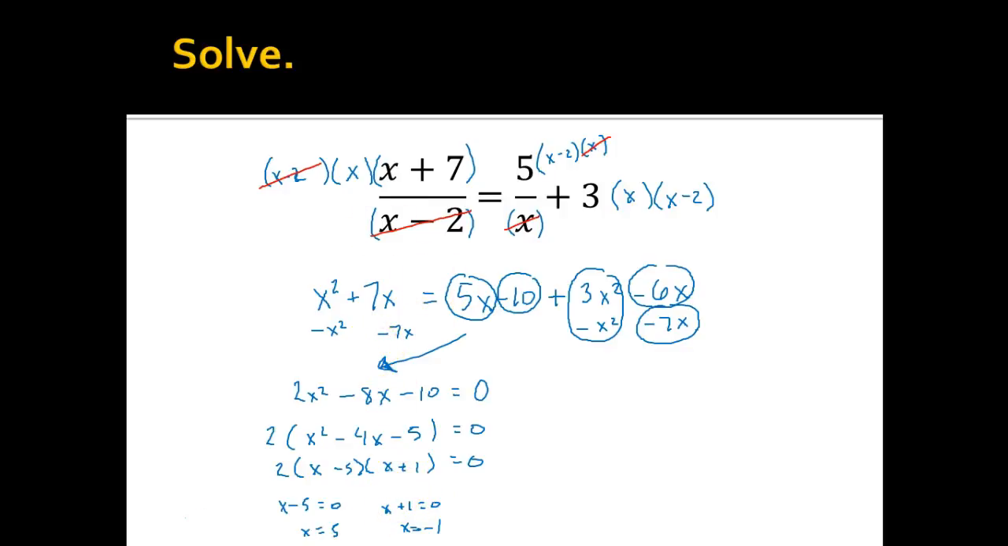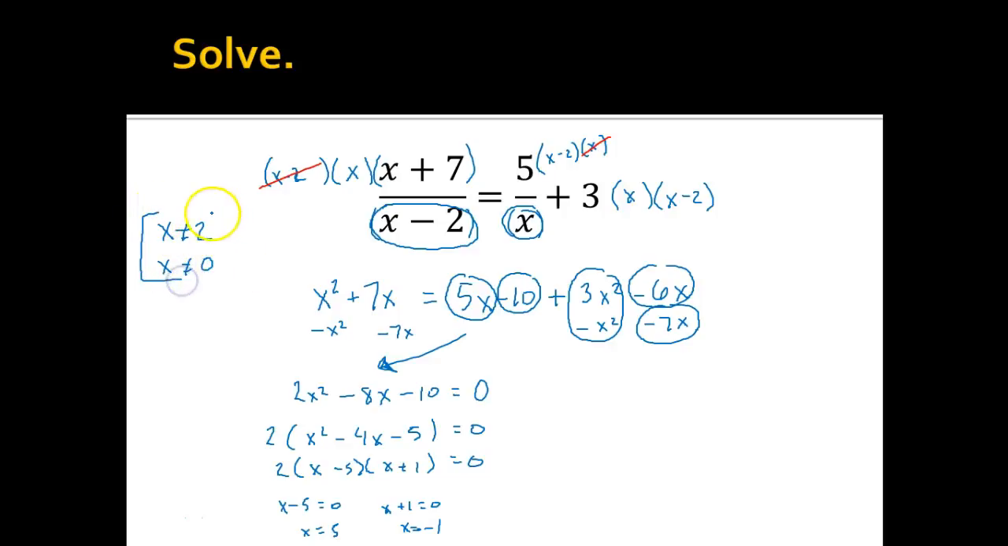Now, I forgot to do something way at the very beginning. When we were starting the problem, we needed to start by asking ourselves, what is x not allowed to be? And x is not allowed to be something that would make a fraction have a 0 in the denominator. So we should have said right off the bat, x minus 2 can't equal 0, so x cannot equal 2. And the denominator of the second fraction, which is x, cannot equal 0, so x cannot equal 0. Those are the two caveats.